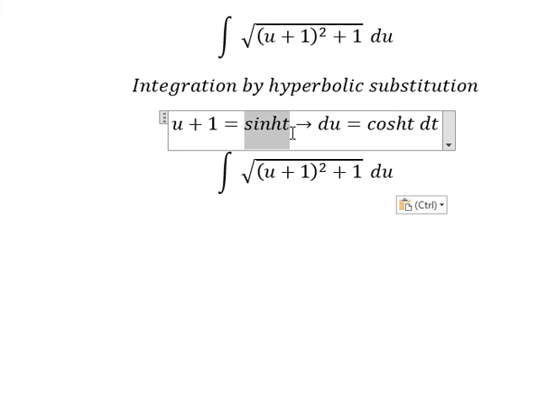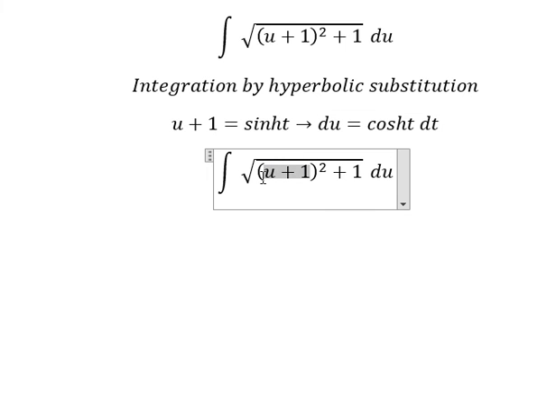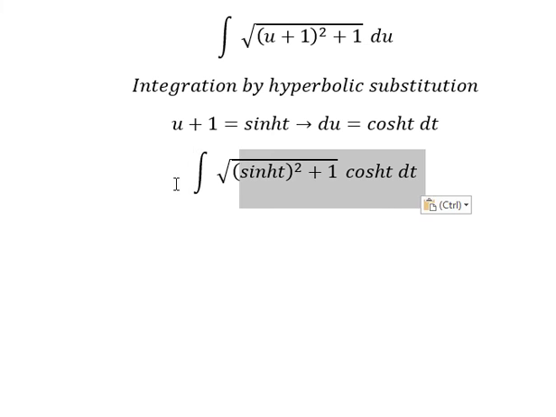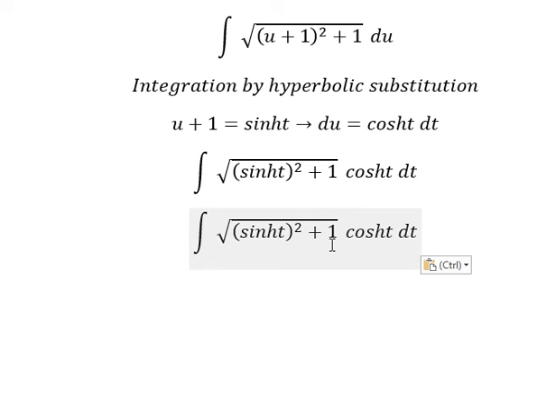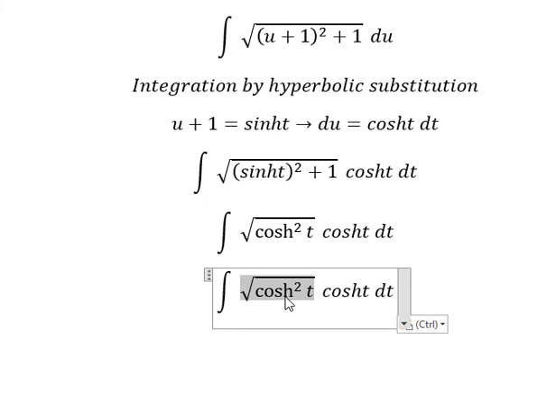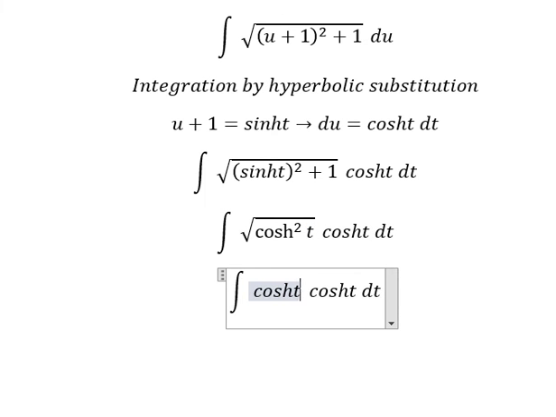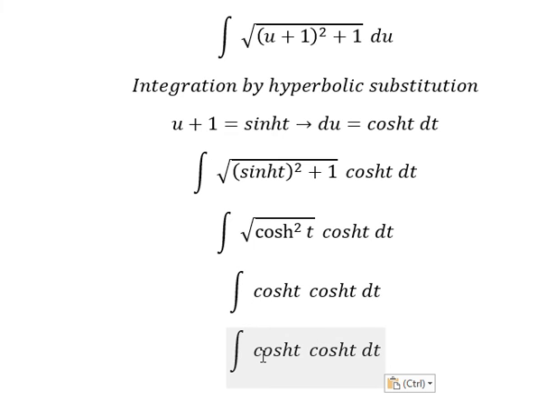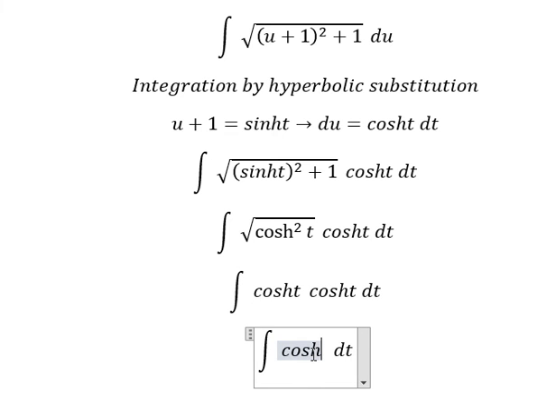Now I will put this one in here. Du we change by this one. So this one we have cos t squared. The square root of cos t squared, we have cos t. So cos t and cos t, we have cos t squared.